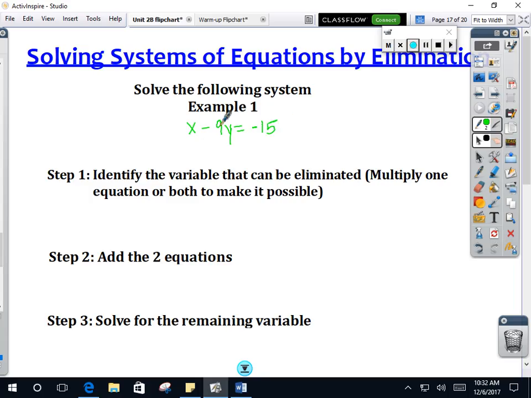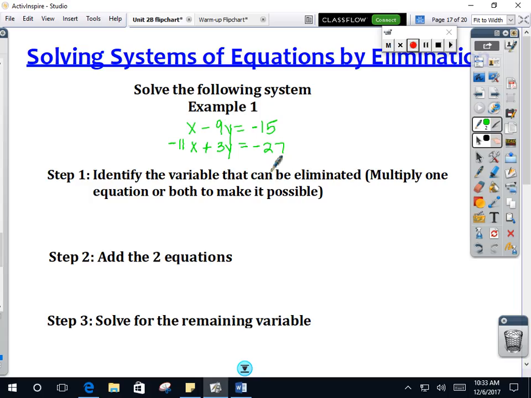And negative 11x plus 3y equals negative 27. Okay, so that is the system that we're trying to solve using elimination. Now, yesterday, step 1 just said identify the variable that can be eliminated. But when you look up there, is there a variable, an x or a y, that can be eliminated?